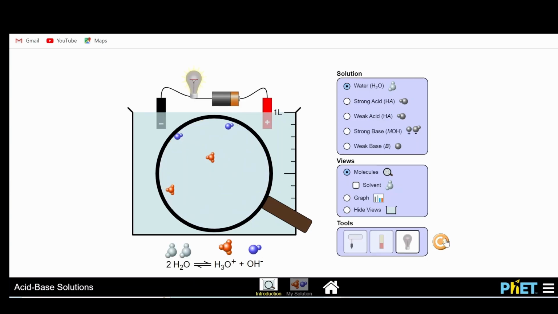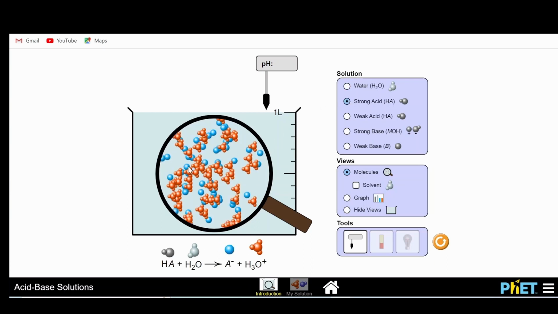Now, moving back to the introduction simulation. Once again, this reaction shows how in water, we have an equal amount of the hydronium ions and the hydroxyl ions. This makes water somewhat of a special case, and I will explain what I mean by that a bit later on in this lesson. Once again, looking at the strong acid, we see how there is a high concentration of the hydronium ions produced when it completely ionizes in water.